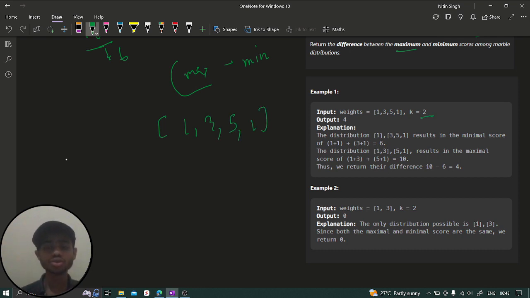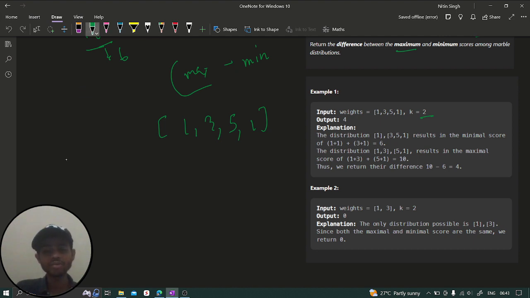Simple, right? So that means we have two bags, and we have to divide all these values, all these 4 marbles, into two bags, such that once divided, we calculate the max score, then we calculate the minimum score, then we do max minus minimum, right? So let's see how this particular example is working.